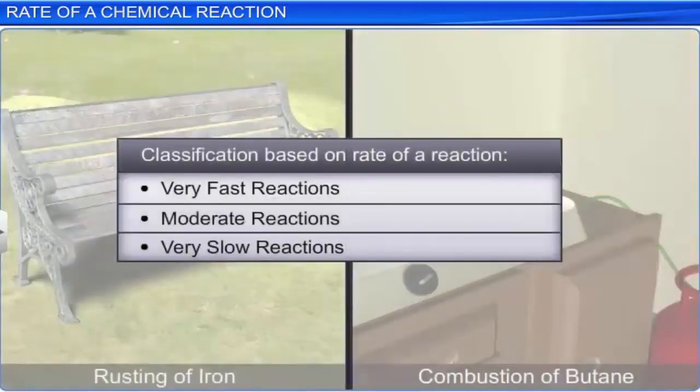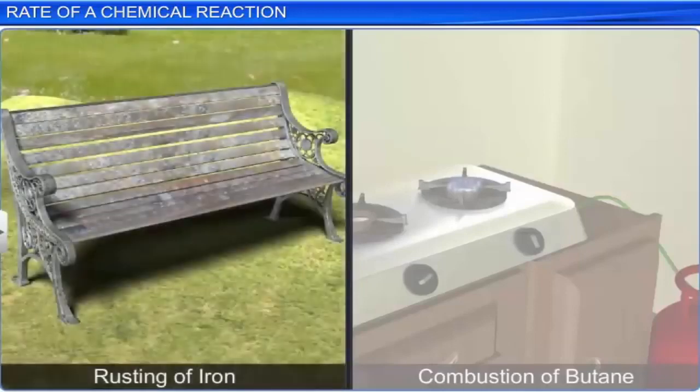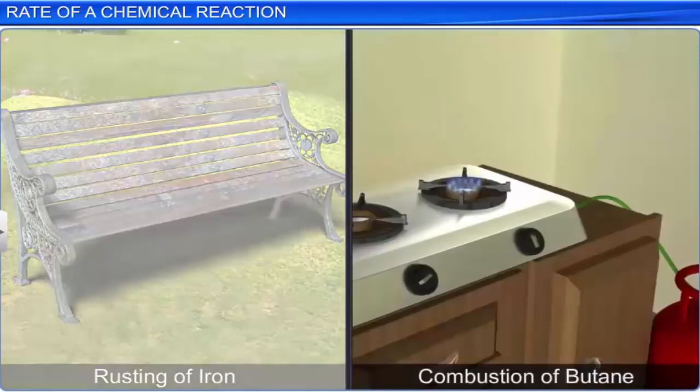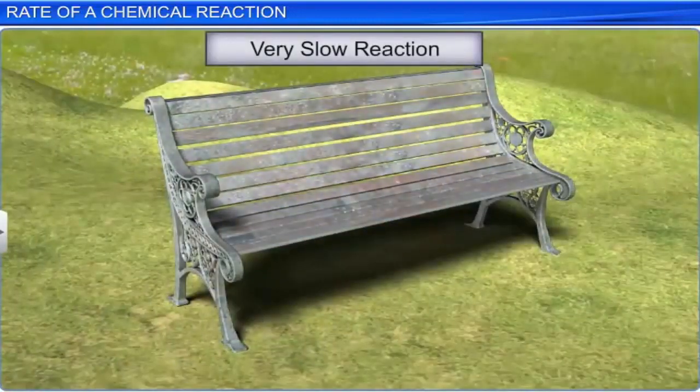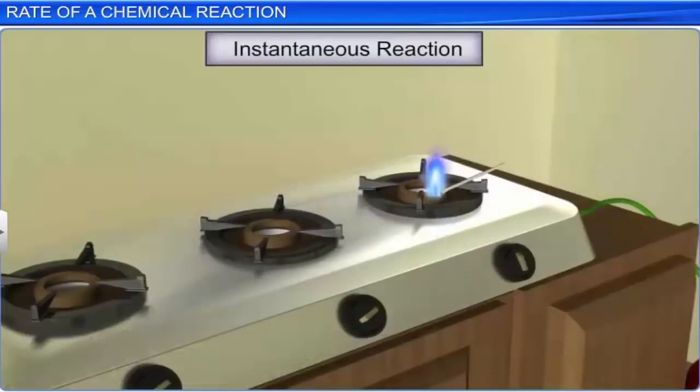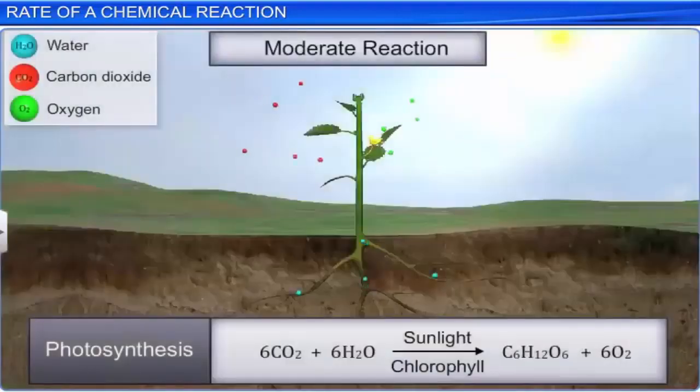In our daily lives, we see various chemical reactions taking place. For example, the rusting of iron in the presence of humid air and the combustion of butane, the main component of LPG. While the rusting of iron is a very slow process and may take years, the burning of butane is instantaneous. There are some reactions which take place with a moderate speed. Photosynthesis is an example of a moderate reaction.